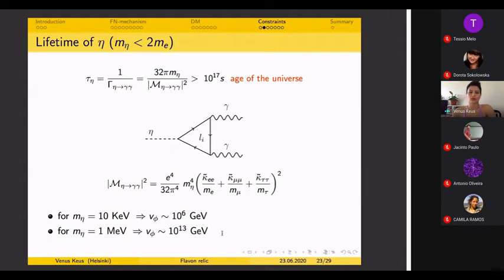But basically, for a quick check to see whether this particle can be long-lived enough or not, you see that depending on the mass of this particle, let's say for a 10 keV eta, the vev of the flavon would have to be around 10^6 GeV, which is still quite a hot dark matter, let's say. For an eta of 1 MeV, the vev of the flavon would have to be 10^13 GeV, which is quite close to the Planck scale.